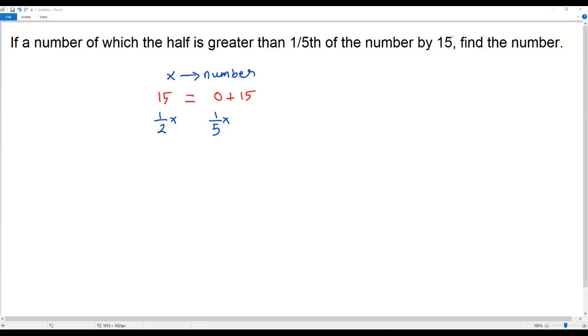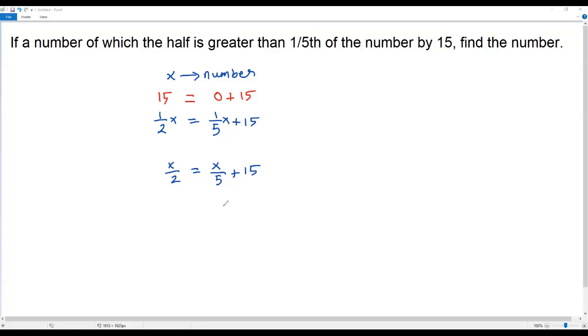Now in our problem, these two sides are not equal. According to the question, 1/2 of x is greater than 1/5 of x by 15. If I want to equate them, either I subtract 15 from this side, or I add 15 to 1/5 of the number. So I'm adding 15 to 1/5 of the number, that is 1/5 of x. Now I have to solve for x in this equation, because x represents the required number. 1/2 times x can be written as x over 2, and 1/5 of x can be written as x over 5 plus 15.